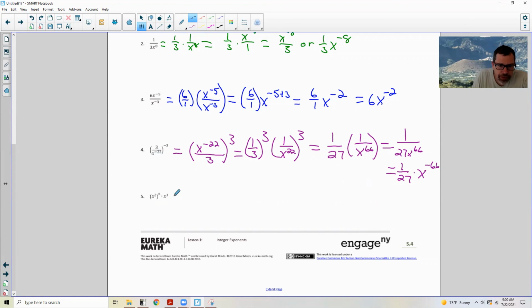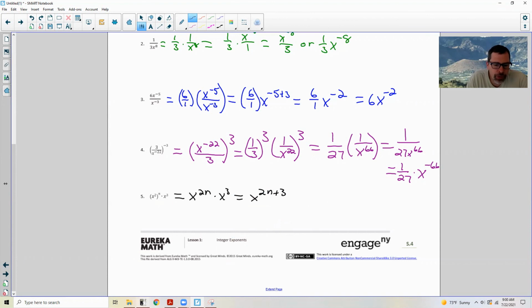Okay. Number 5. I'm going to get rid of the parentheses first. That's going to become x to the 2n, because power of power you multiply. And that's going to be times x cubed. And that is going to be x to the 2n plus 3, because that's the rule for when we multiply, we add the exponents. So the answer to that one is x to the 2n plus 3.